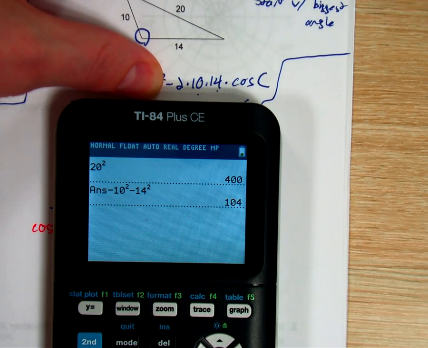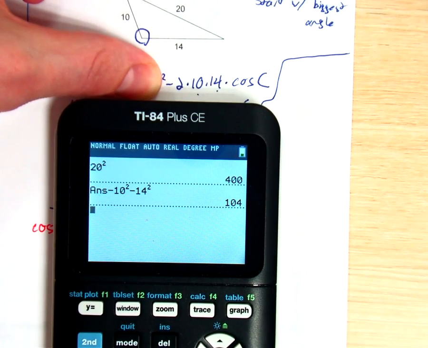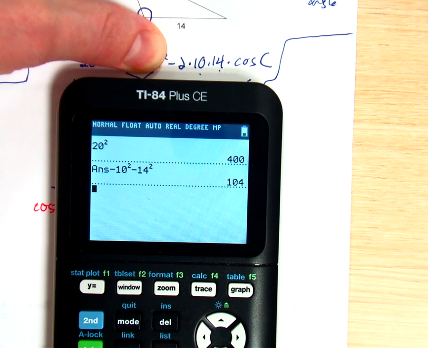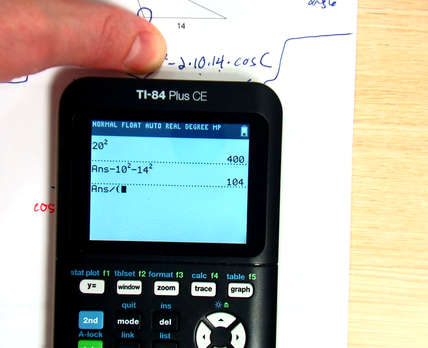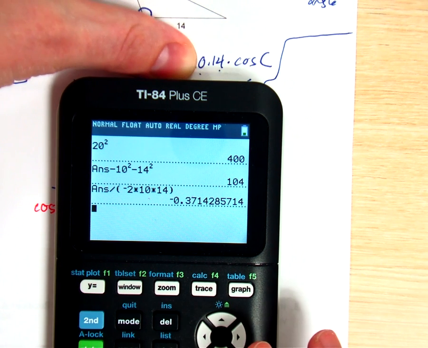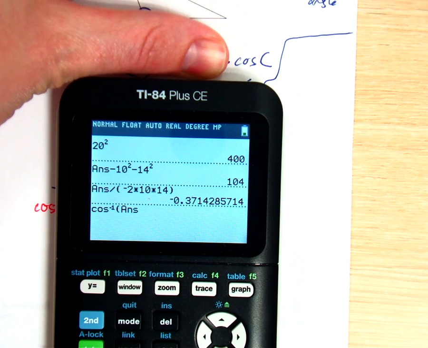These are all multiplications. Negative 2 times 10 times 14 times cosine. Those are all multiplications. So how do you undo multiplications? Division. Divide by that whole group. Divide by parentheses. You have to use parentheses. Divide by that whole group, parentheses, negative 2 times 10 times 14. Okay, and that's the same decimal I had. All right, and then now do the cosine inverse. Second cosine, second answer. Ta-da, there it is.